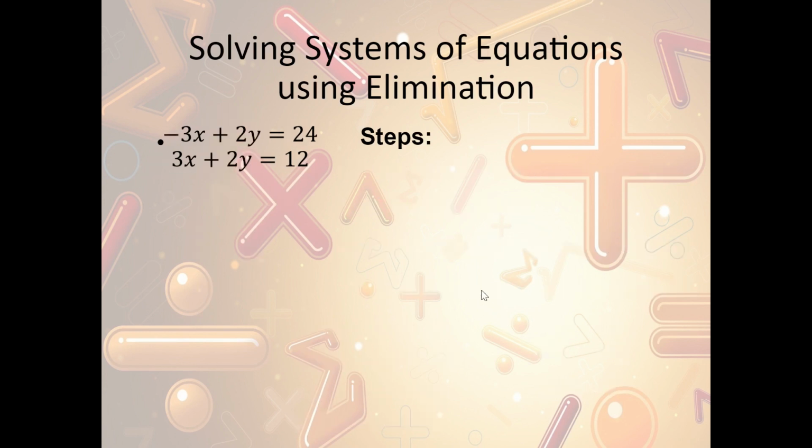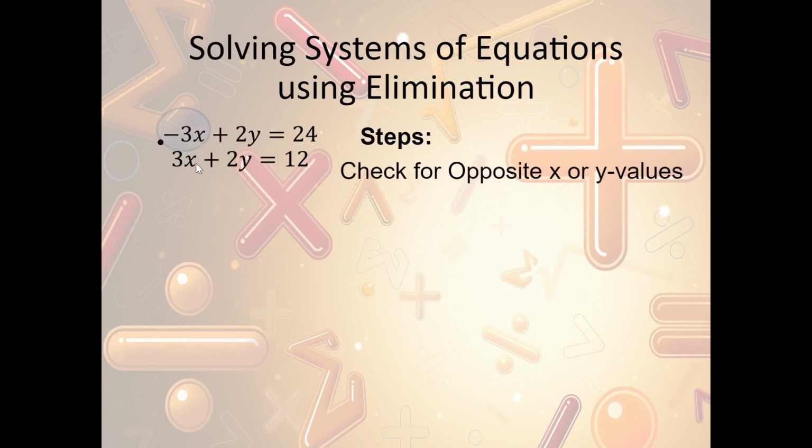Let's look at another example. We have -3x plus 2y is equal to 24, and 3x plus 2y is equal to 12. So again, we're going to check for opposite x values or y values. Well, we have a -3 and a +3, so those are opposites. So we're good, we can begin.